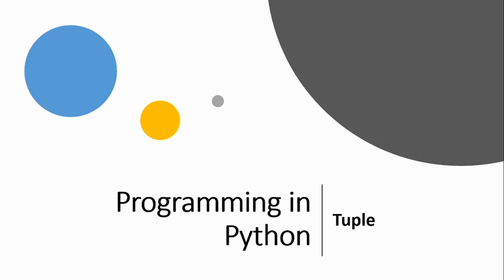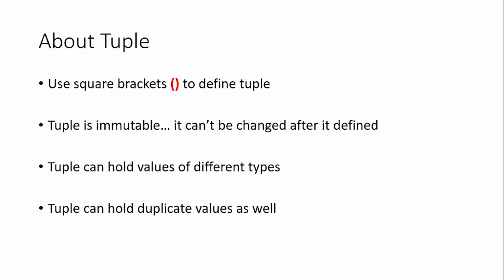Today we will be learning about tuple in Python. We use round brackets to define a tuple. Tuple is immutable, that is, it can't be changed after it is defined or initialized. Tuple can hold different types of values and it can hold duplicate values as well. So that was a little bit of recap about tuple.